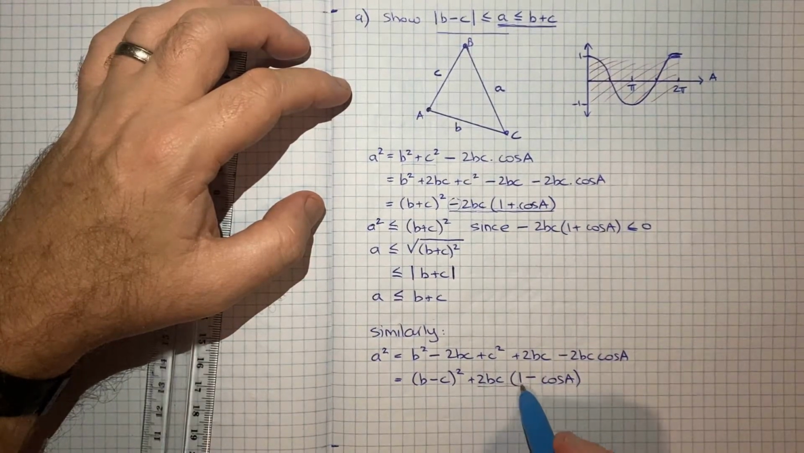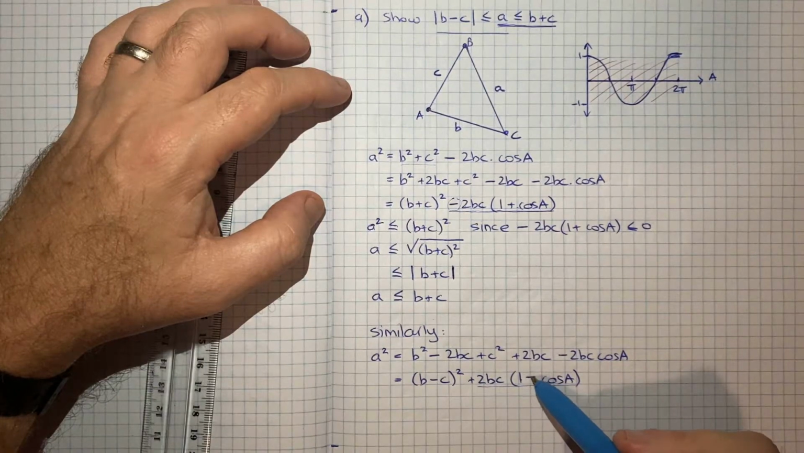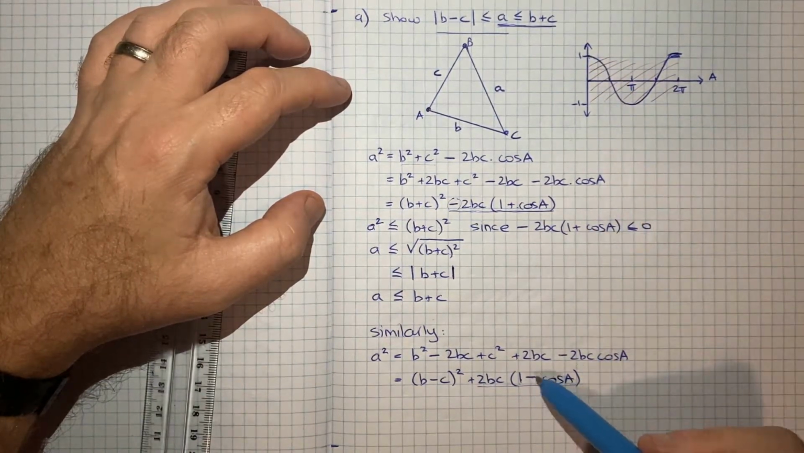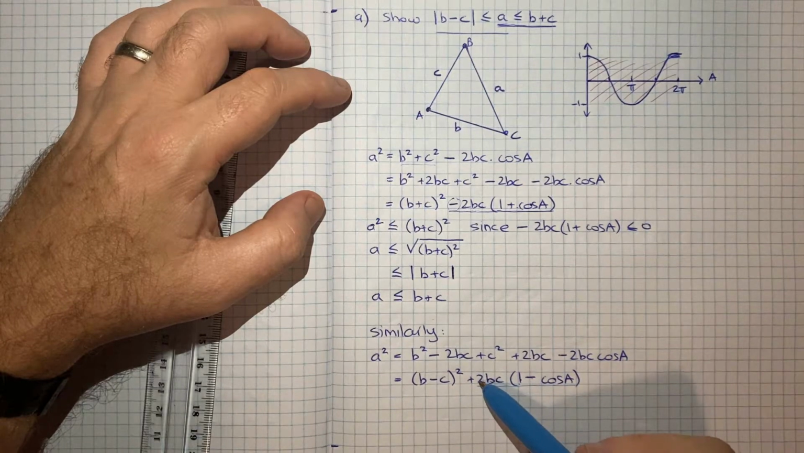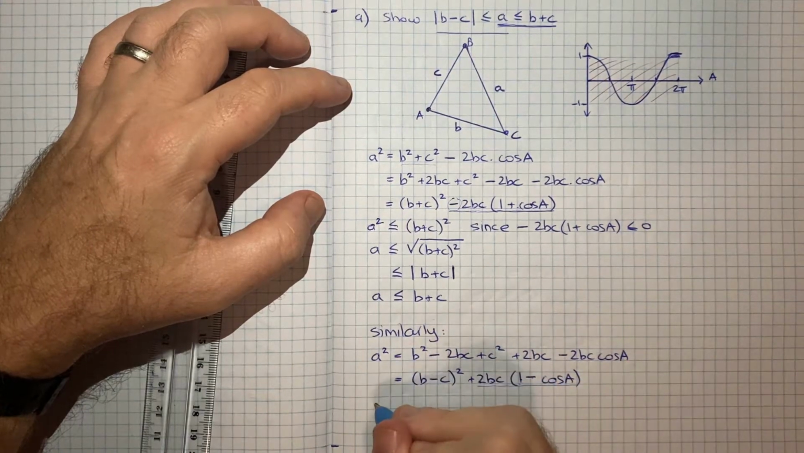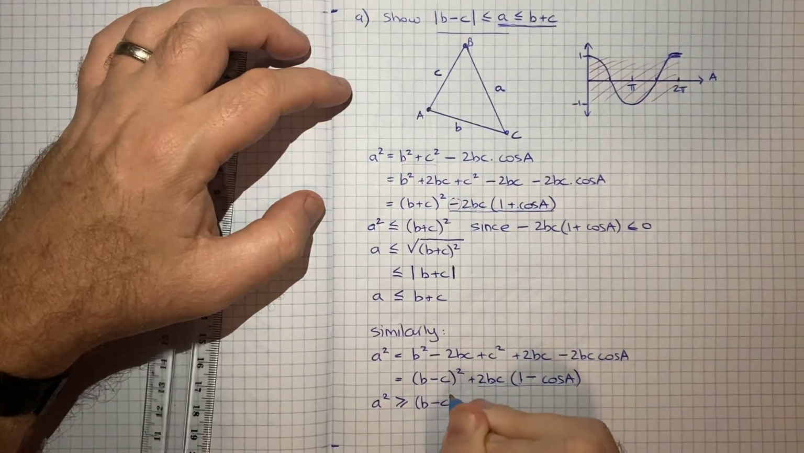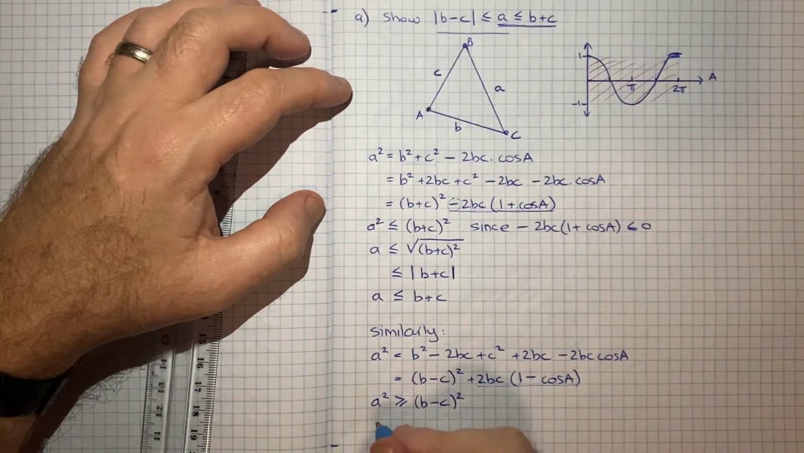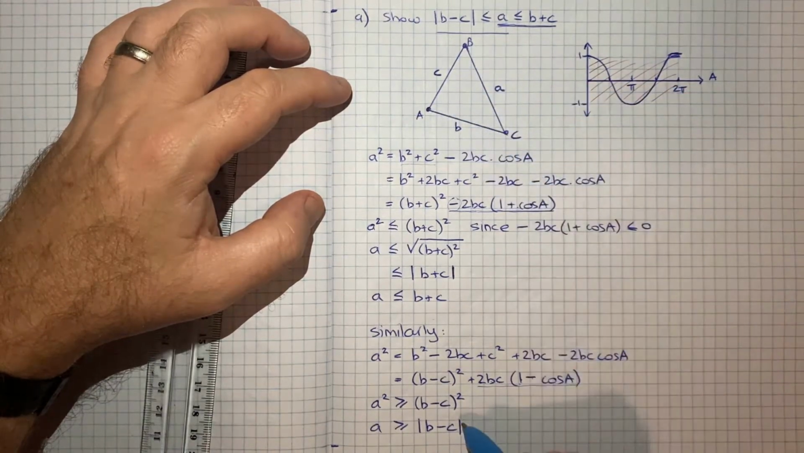And now if we think about this, 1 minus cos A will still be either 1 minus 1, which would be 0, or 1 minus -1, which would become 2. So this is still between 0 and 2. Positive, positive, positive. So now a squared must be greater than or equal to this, since it's this plus something. So a squared is greater than or equal to (b minus c) squared. So a is greater than or equal to the absolute value of b minus c. And because b and c, depending on how big they are relatively, this bit inside could be negative, so the absolute value needs to stay.